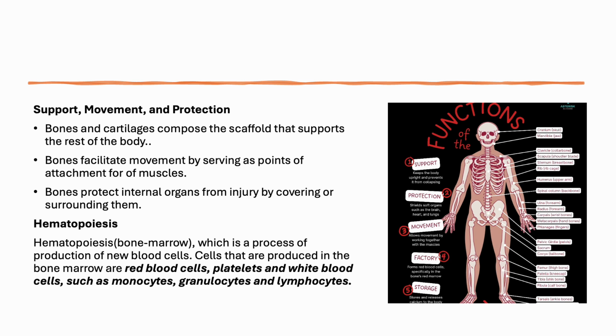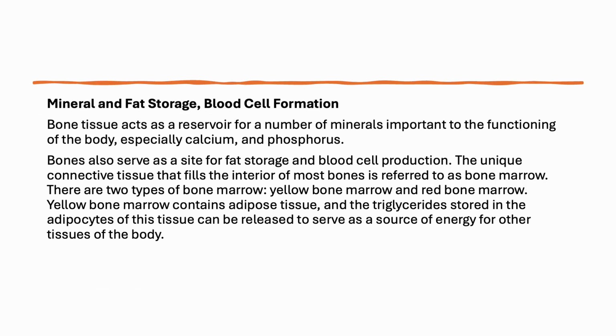Hematopoiesis, which is the process of production of new blood cells in the bone marrow, produces red blood cells, platelets, and white blood cells such as monocytes, granulocytes, and lymphocytes. The bone also serves as a mineral and fat storage system, which is important in the function of the body, especially calcium and phosphorus.